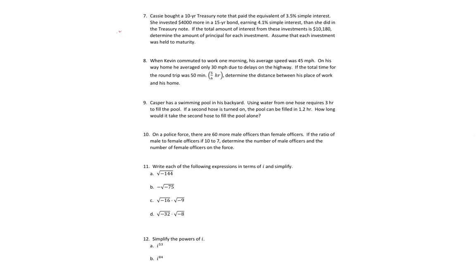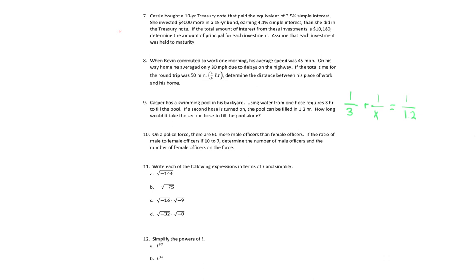What we're going to do is set this up so that the work done by the first hose, which is one pool in 3 hours, plus the amount done by the second, which is one pool in a time we don't know, so we'll call it x, equals the total work done per time, so 1 over 1.2. On top, you put how much they've done, which in this case is one pool each. On the bottom, you put how long it took them to do it.